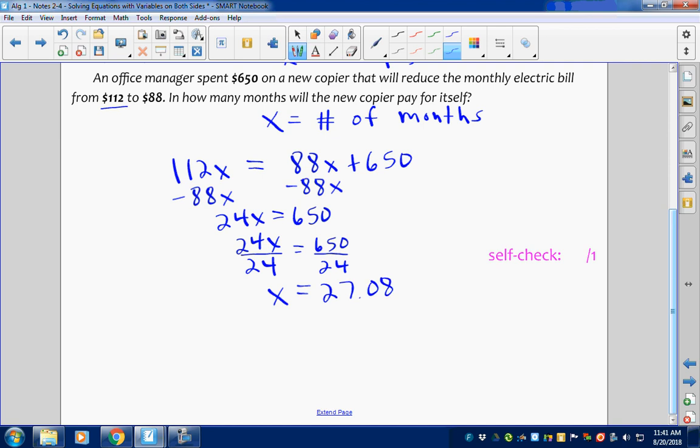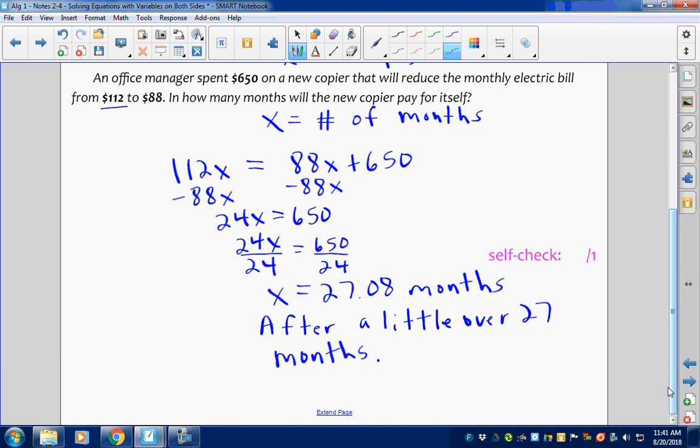So the question is, in how many months will the new copier pay for itself? It's going to be more than 27 months, but we add in months here, or you could say just over 27 months, or you could say by the 28th month, either one. After a little over 27 months, it'll pay for itself.